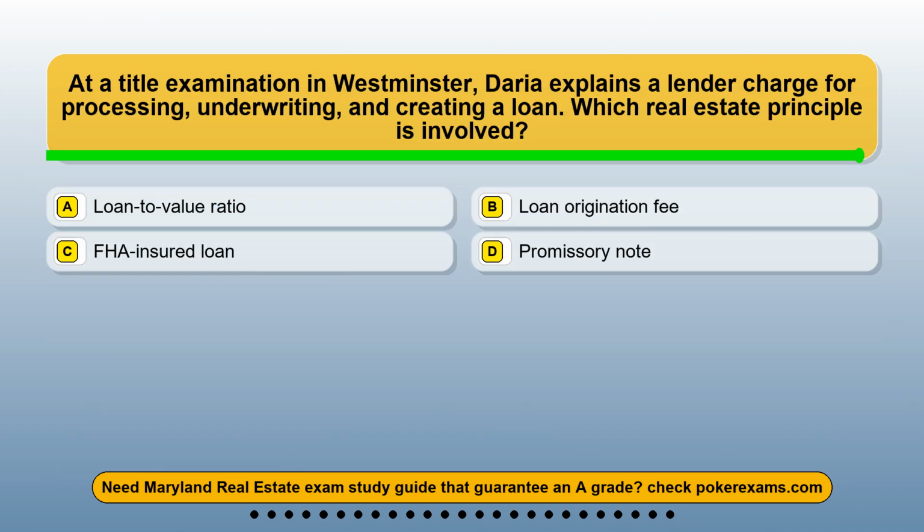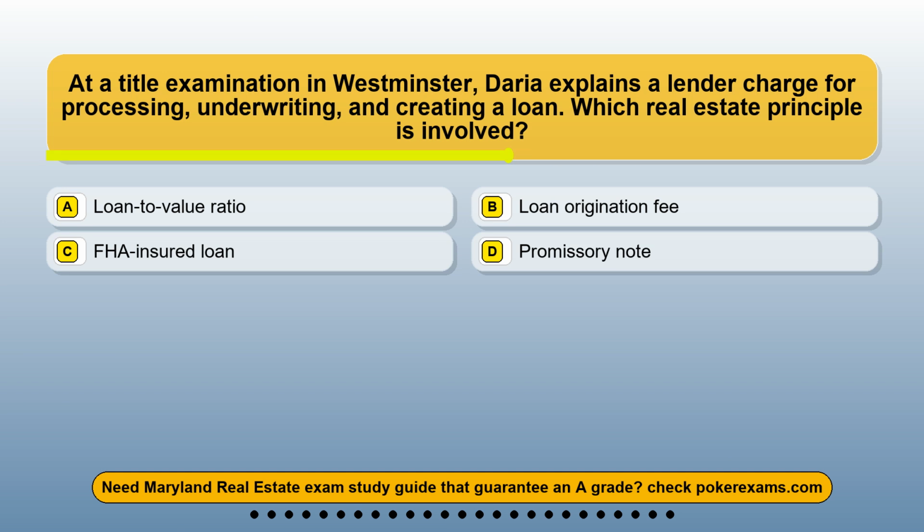Question 22. At a title examination in Westminster, Daria explains a lender charge for processing, underwriting, and creating a loan. Which real estate principle is involved? Option A, loan-to-value ratio. Option B, loan origination fee. Option C, FHA-insured loan. Option D, promissory note.